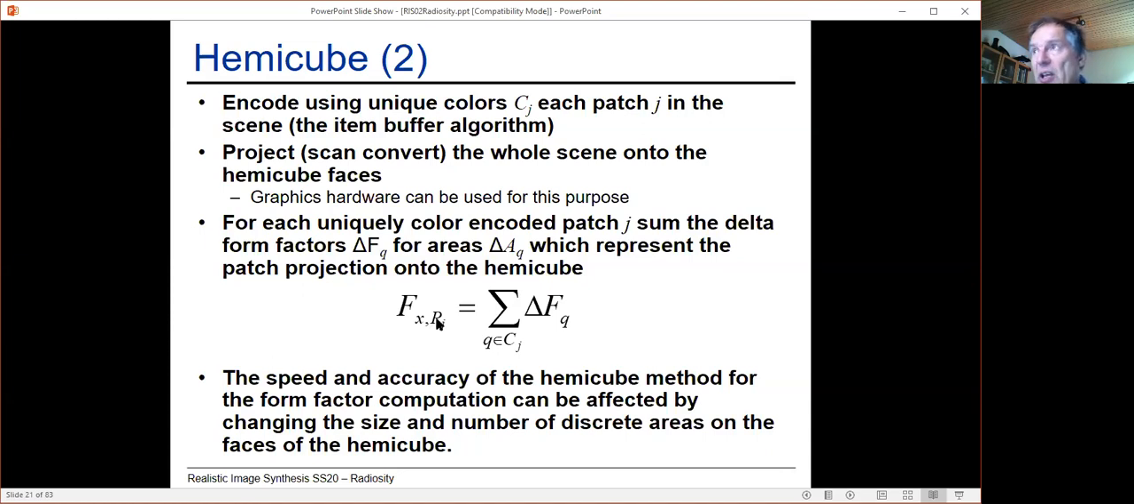I have a question. Could you give me feedback? You can see my mouse when I move it on the screen, or... Yes, we can. Okay, okay.